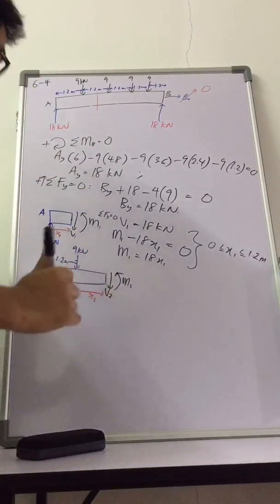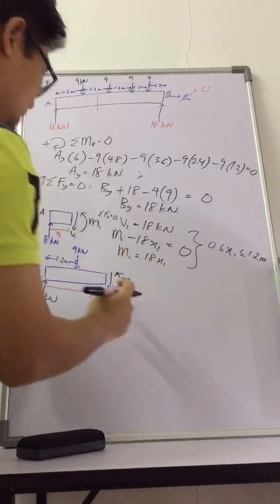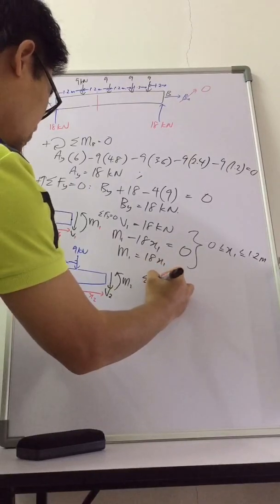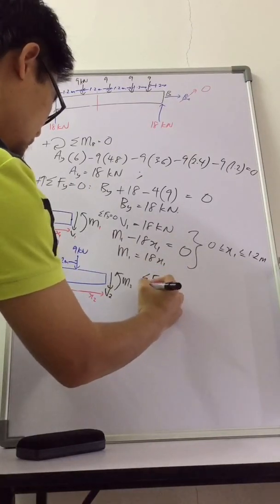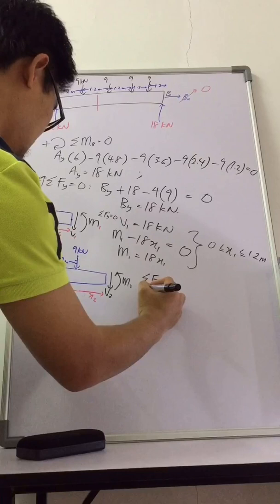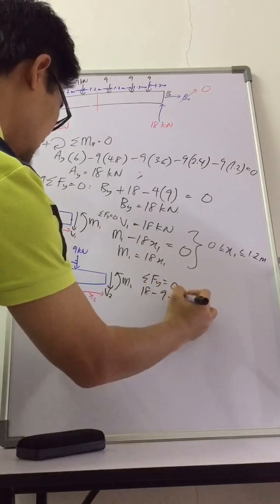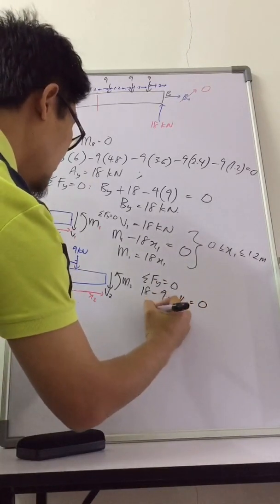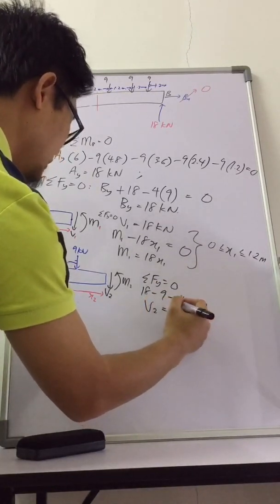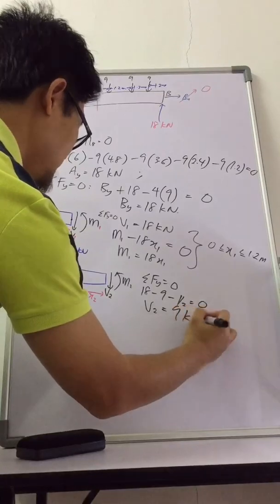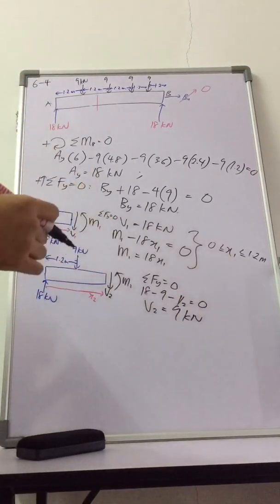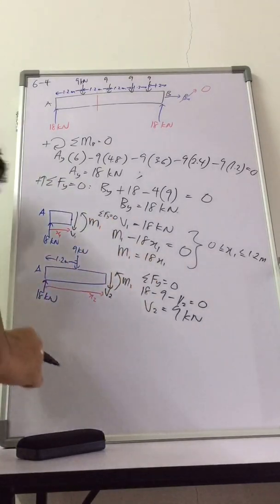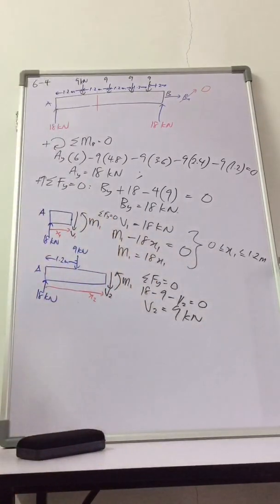To find V2, then we need to do the summation of forces in y direction equal to 0. So you have 18 minus 9 minus V2 equals to 0, isn't it? And then your V2 here will be again a constant value of 9 kilonewton going down. Alright? So it's constant, it doesn't change with X.